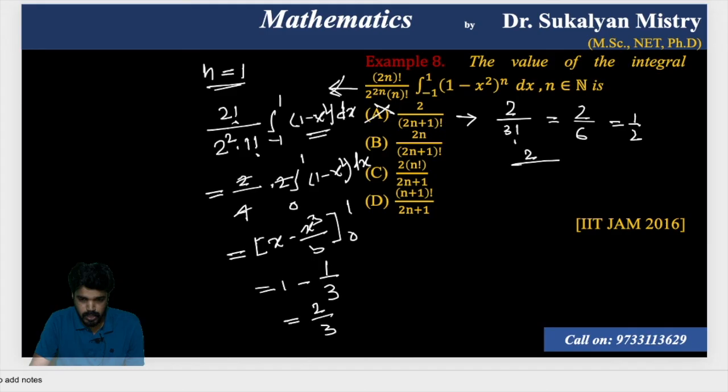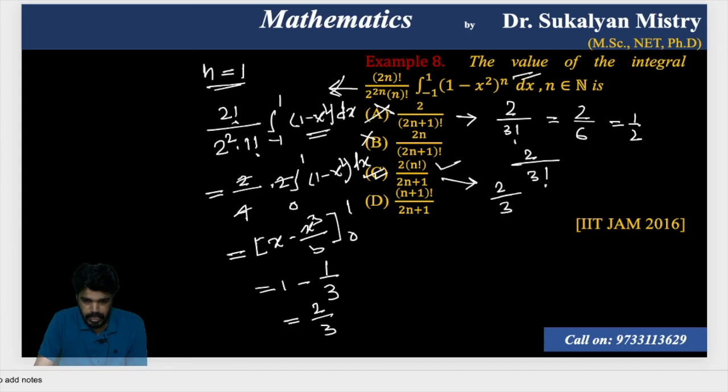So, this is also false, because the value of this integral is 2 by 3 when n is equal to 1. Next, put n is equal to 1 in option C, that is 2. So, for this, 2 divided by n is equal to 2 by 3. So, this option may be correct.